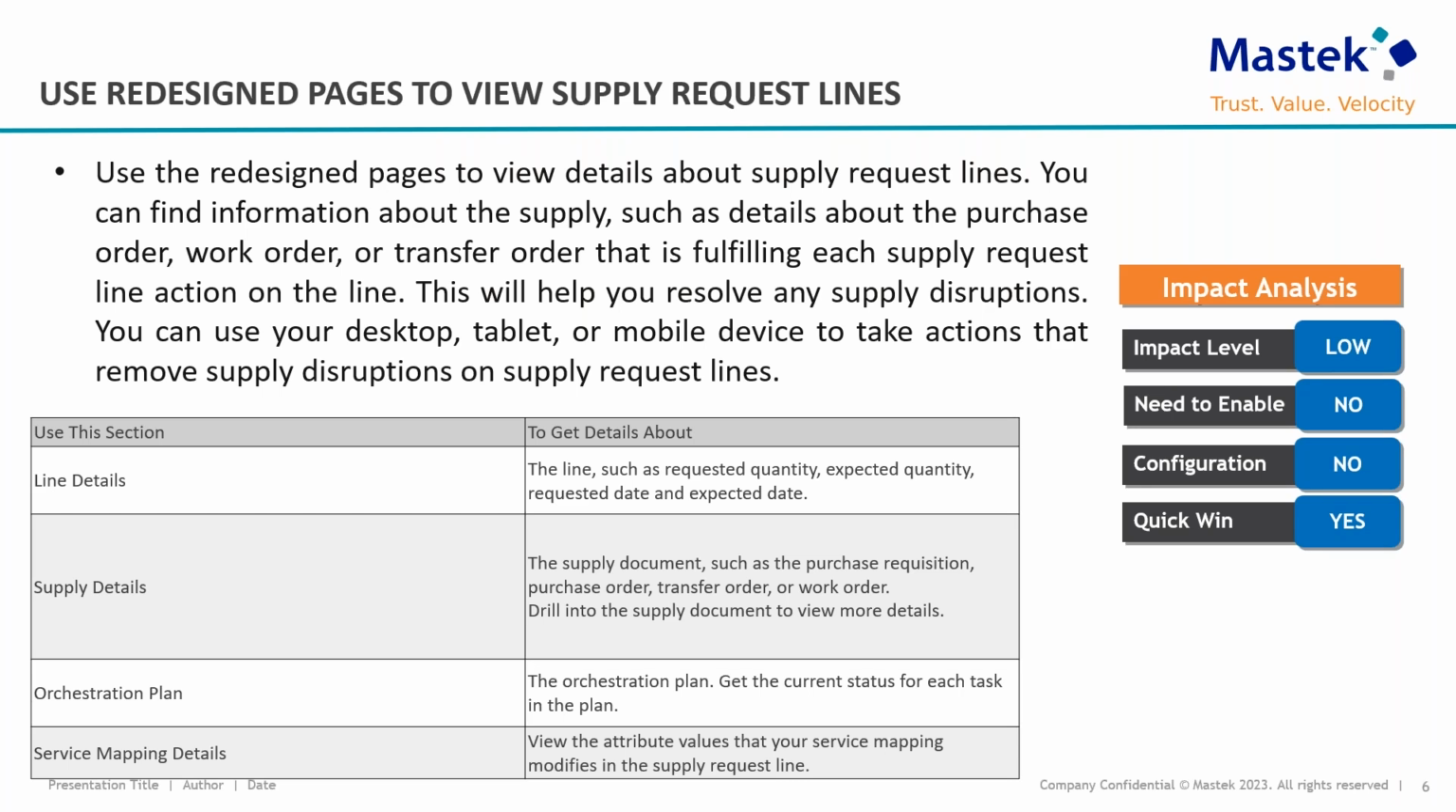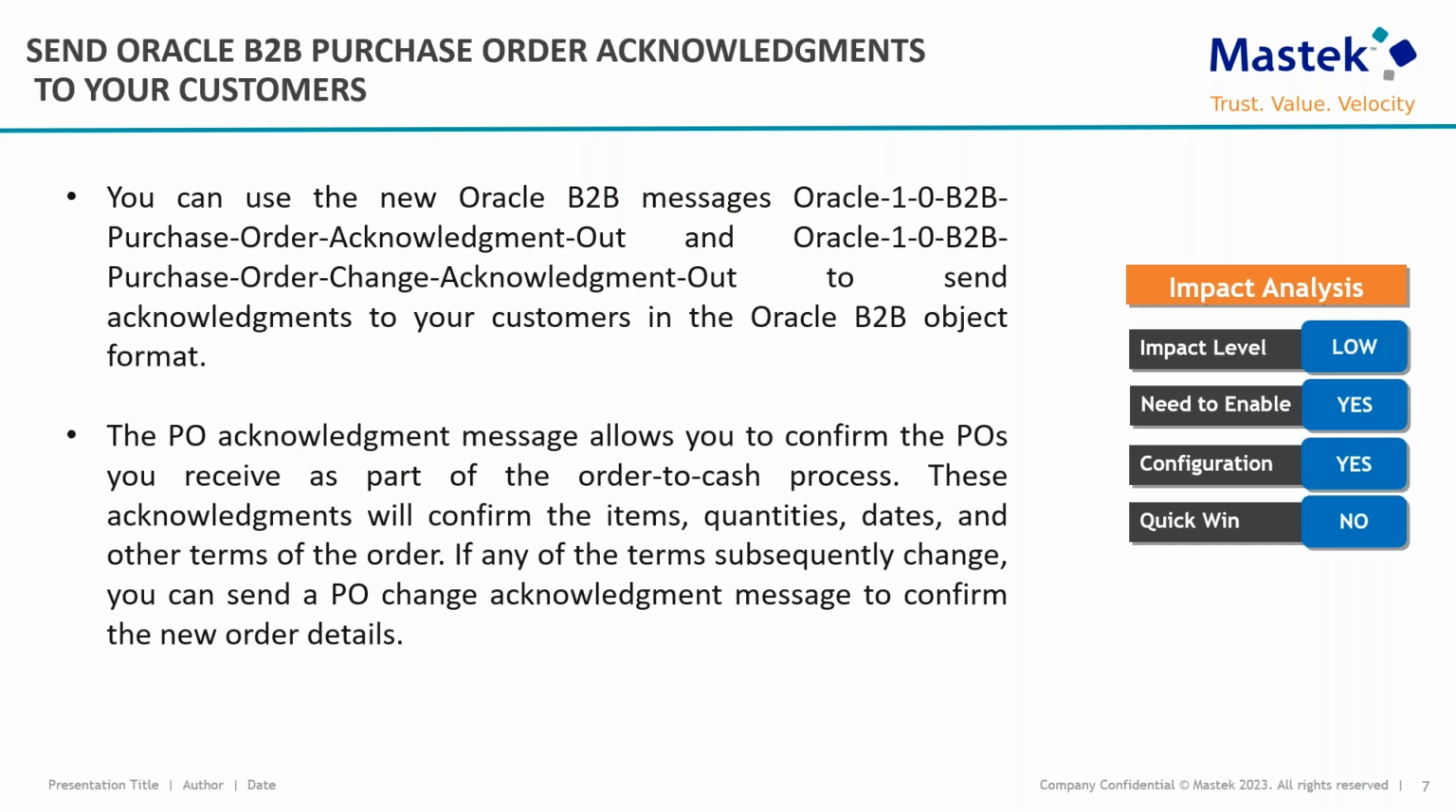So with this feature, we can now use the new Oracle B2B messages to send order acknowledgements to your customers. This also includes confirming purchase orders and acknowledging any subsequent changes. To enable these messages, set up the definition with a service provider or trading partner and associate your customers with trading partners. We consider this as a low impact, and we have to configure this.